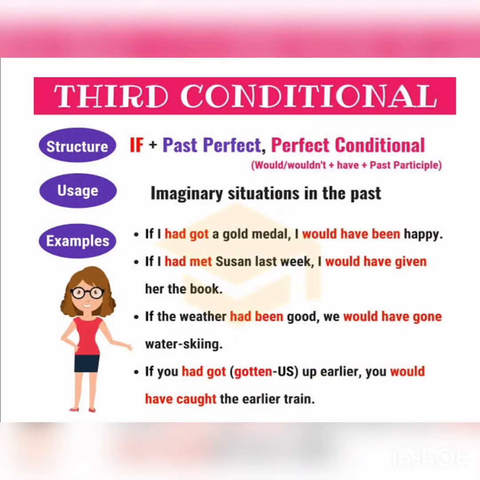Third conditional sentences. Third conditional sentences contain if clause in past perfect, that is had with third form of verb, and perfect conditional, that is would or would not with have and the third form of verb. It is used for the imaginary situations in the past. For example, if I had got a gold medal, I would have been happy. If I had met Susan last week, I would have given her the book. If the weather had been good, we would have gone water skiing. If you had gotten up earlier, you would have caught the earlier train.